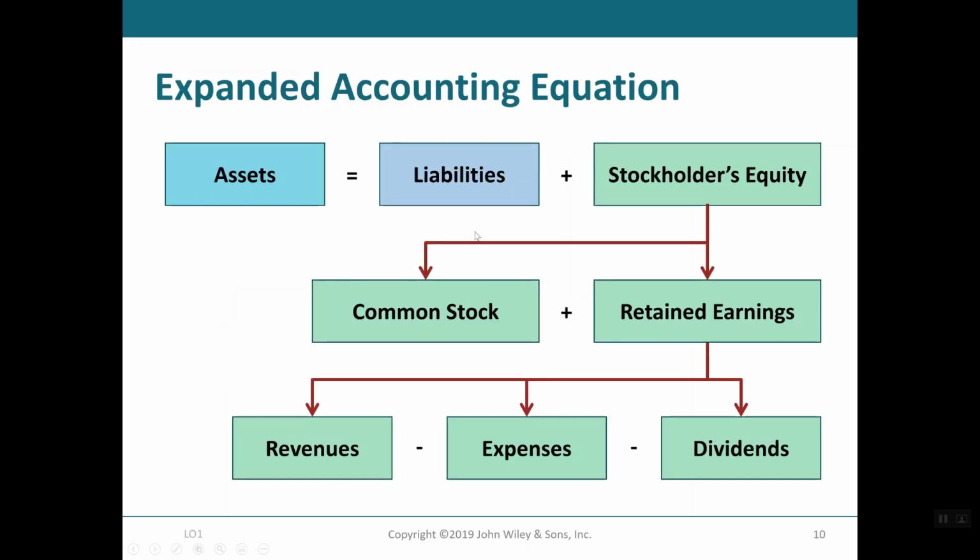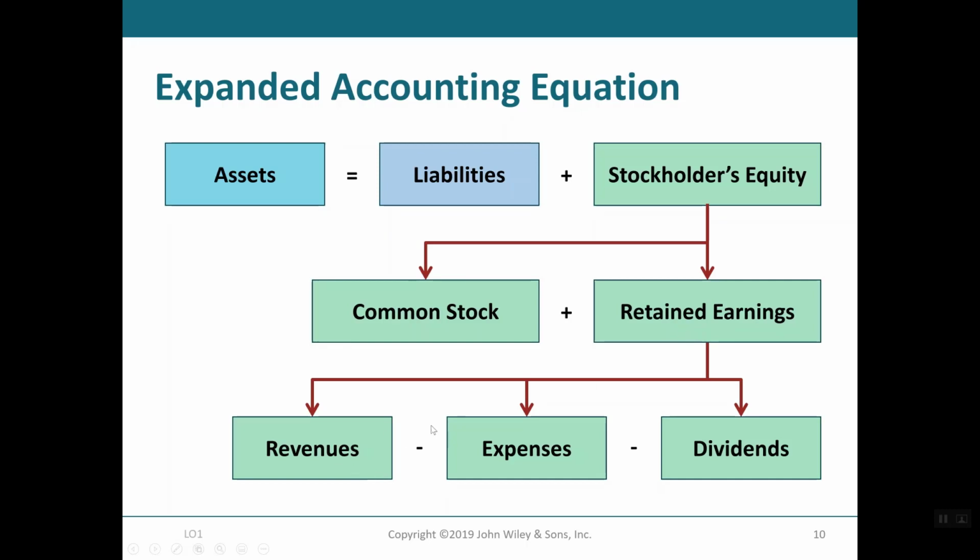So this is an expanded accounting equation. Remember, the basic equation is assets equals liabilities plus stockholders' equity. Under stockholders' equity, we have the common stock and the retained earnings. In order for us to get the retained earnings, I think we did this in chapter 1.